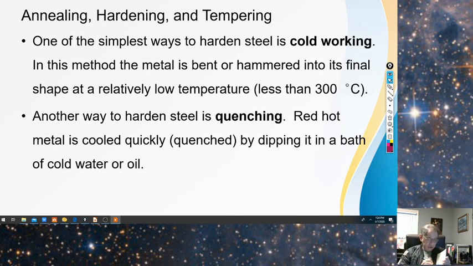And then cold working. Know what that is, and why we do it: to harden the steel.